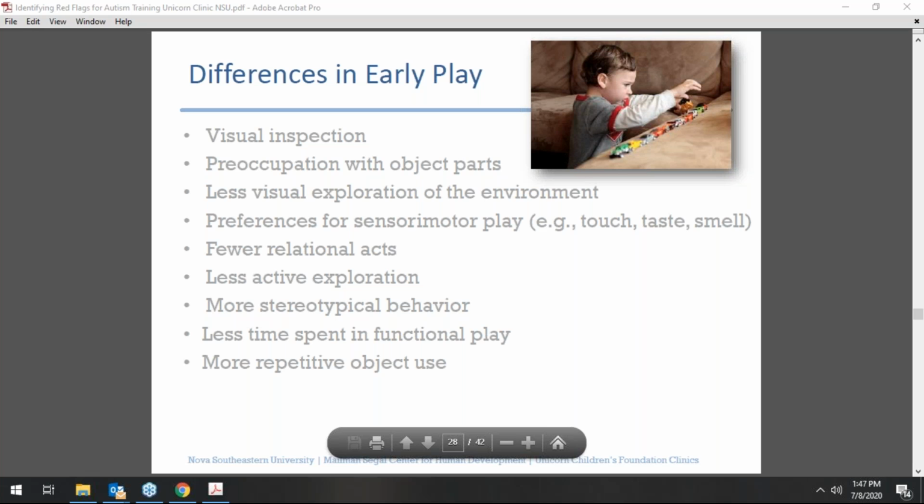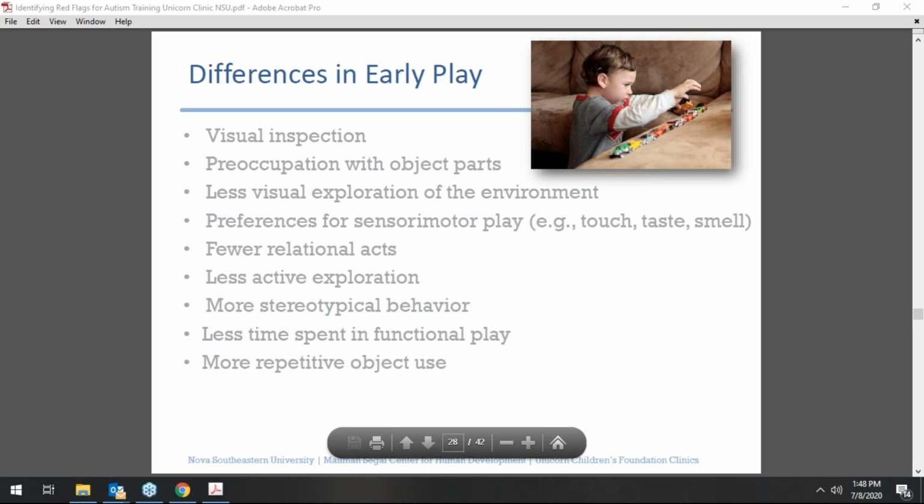The stereotypical behavior is more like the lining up of toys, like you see in the picture right there. When you see that, you're like, oh, that's a different way of playing with the toys. They might stack up blocks. They might line up toys like you see in the picture. Those are different ways of playing with items that can obviously warrant attention if they're doing this along with other behaviors.